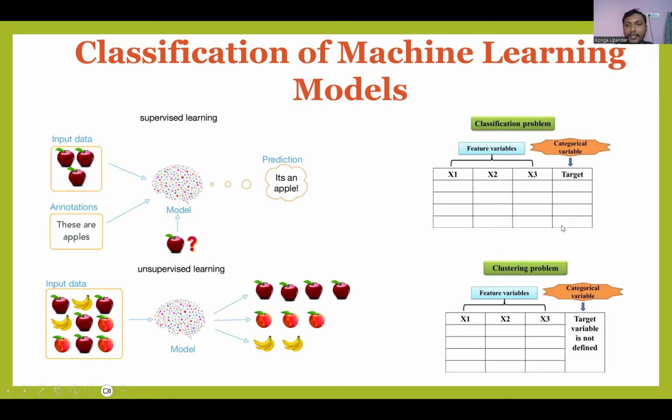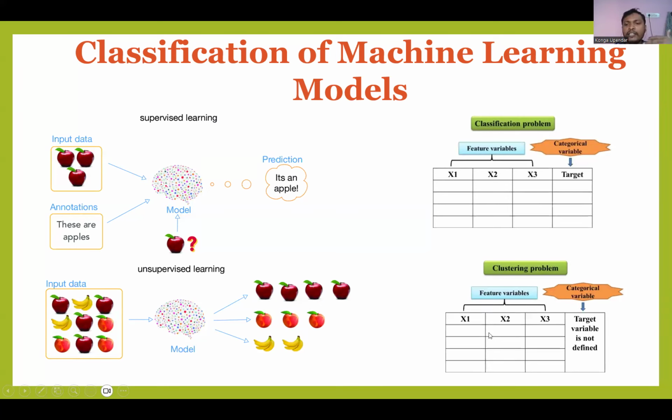You can see that in this table I made x1, x2, x3. These are the feature variables, and the target. Maybe x1 is the color of the fruit, x2 is the shape, and I'm telling that it is an apple. Some other features, color and shape, I'm telling it is banana. This is the way if you give the data set to a machine learning model, that is called supervised machine learning.